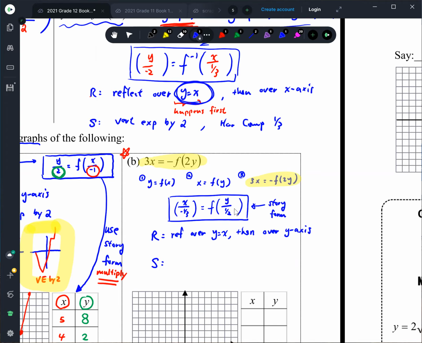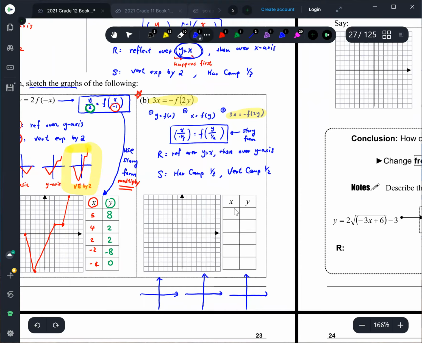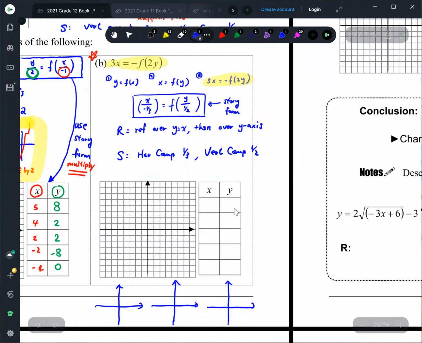Okay, and Caleb, what's your stretch and shrinking? It's horizontally compressed by 1/3 and vertically compressed by a half. Yeah, very good. Okay, let's draw the little comic here to see what happens.